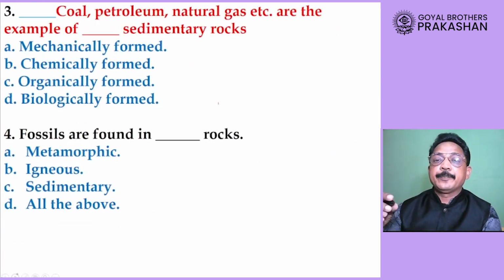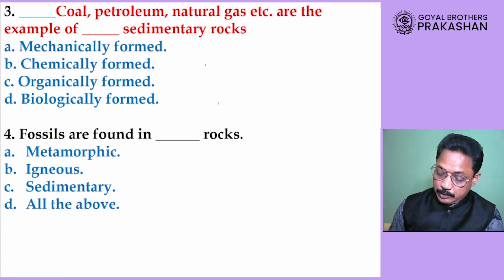Question number 3, coal, petroleum, natural gas, etc. are the examples of dash sedimentary rocks. What type of sedimentary rocks? They are mechanically formed, chemically formed, organically formed, or biologically formed. Again, dear student, here answer is organically formed sedimentary rocks. So third answer is also C.